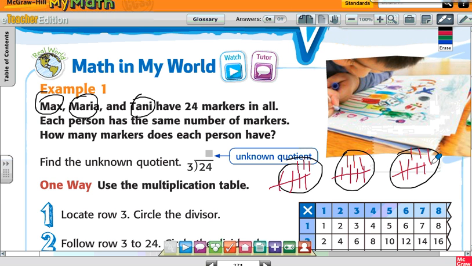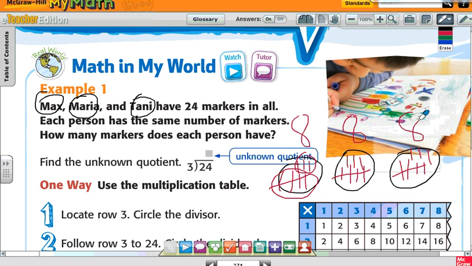How many do I have in each group, right? So how many in each group? 8. Not 6. 5 here plus the 3 that I put there is 8. So how many markers does each person have? Not 24, each person. 8. I even have it right there on the screen.